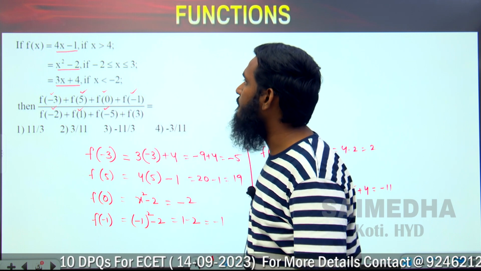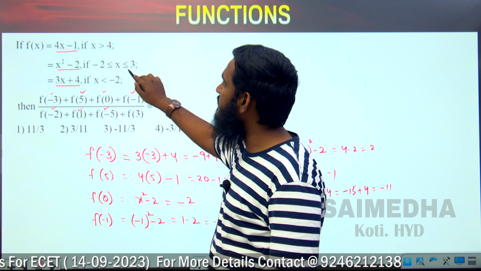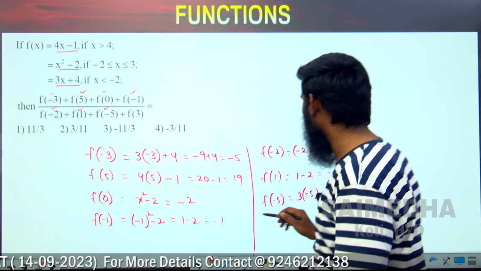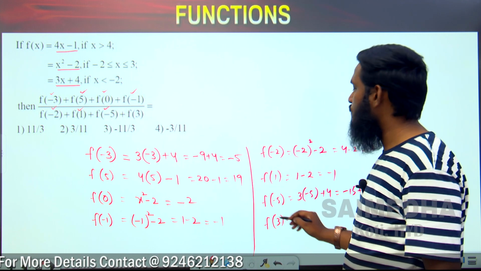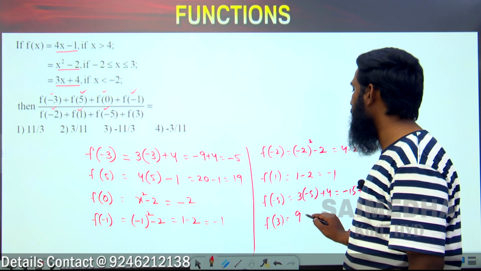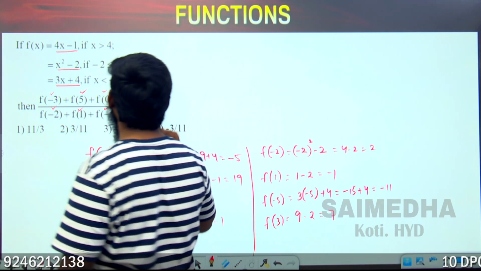Now last, what are we having? F of 3. F of 3 means what do we have to take now? This part, less than or equal to 3 is there now, so we have to take that one. So f of 3 is x square, that is 3 square, 9 minus 2, it is equal to 7, okay. So all the values we have completed over here.